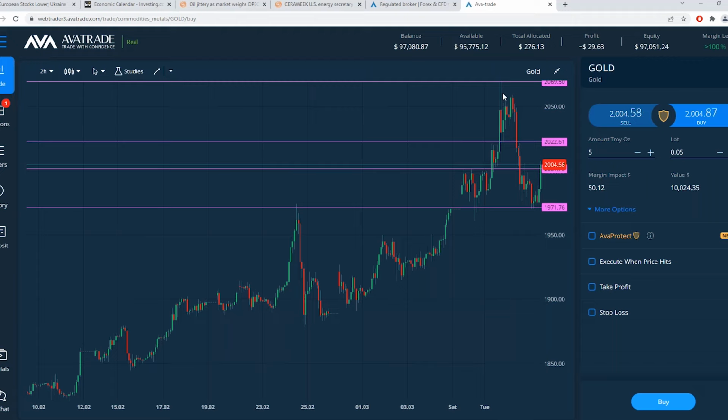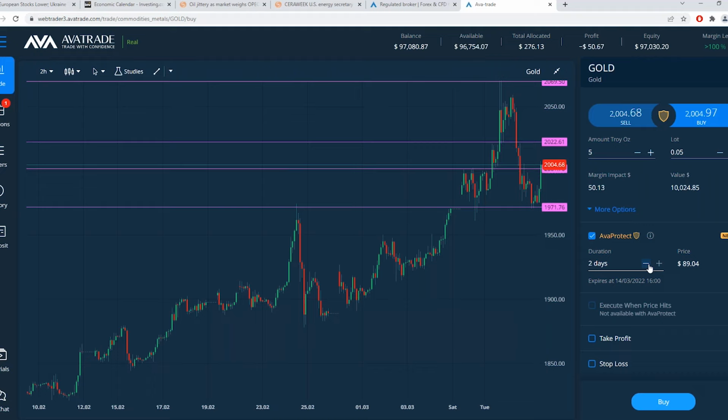Depends how the news goes today, right? Really does depend on how the news goes. But you could easily do a buy move here. You could protect it with AvaProtect for, let's say, 2 days. We'll do a protected move here because certainly gold could come back and hit a stop loss before going higher. We've all seen it, okay?